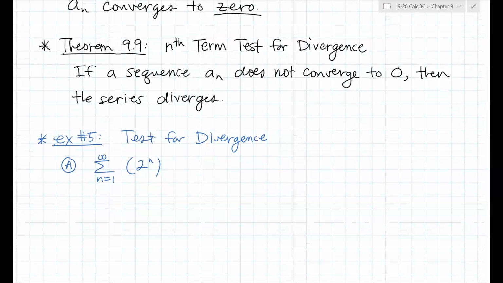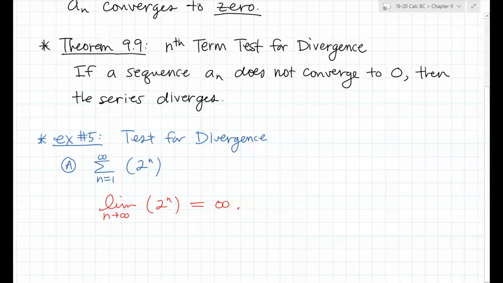The way you do it is you take the sequence. Remember, the sequence is the thing inside of the parenthesis. And you're going to take the limit of it as n approaches infinity. Well, what does that equal to? It's infinity, right? Now, look at my theorem 9.9. It says, if the sequence does not converge to 0, did that go to 0? No. So then what? Then the series diverges.